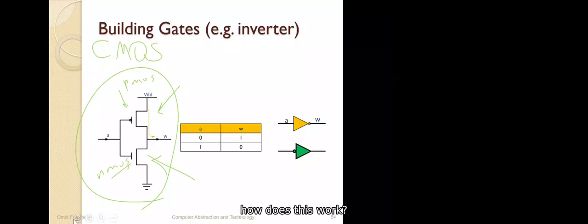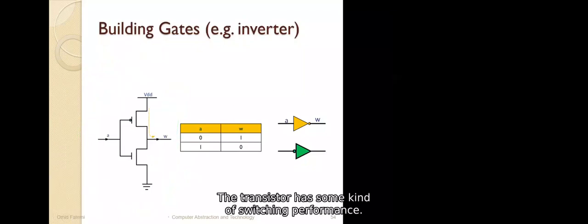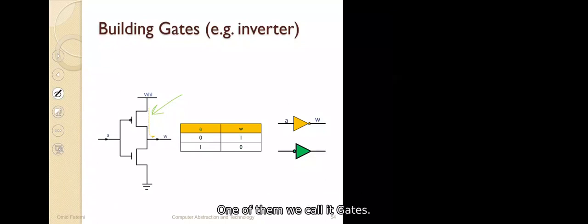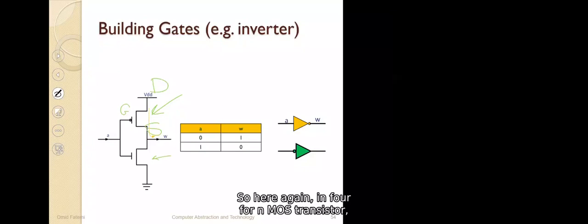And how does this work? The transistor has some kind of switching performance. Each transistor has three pins. One of them we call gate, the other we call source, the other one we call drain. So again, for our NMOS transistor, we have source, we have drain, we have gate.